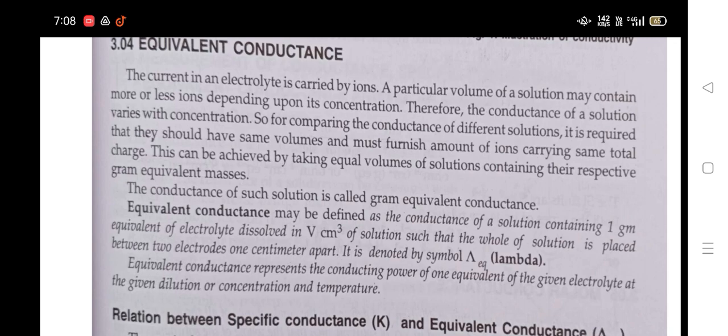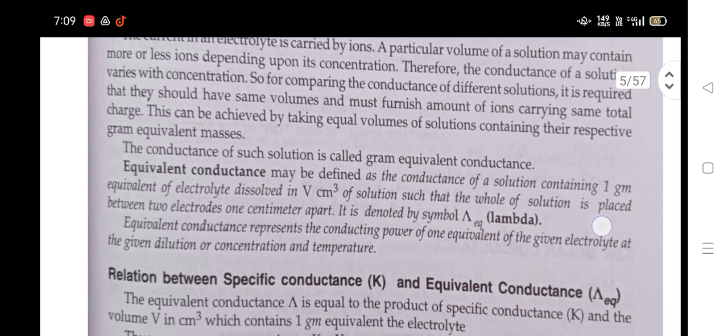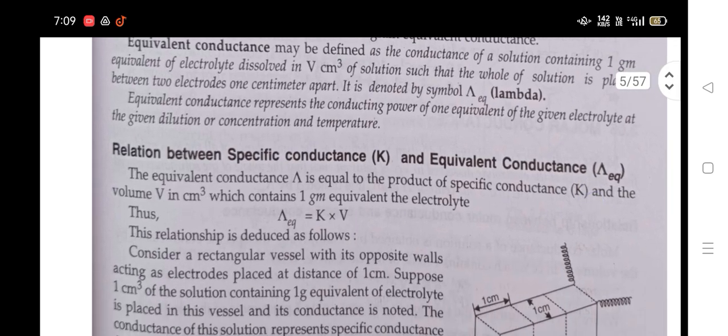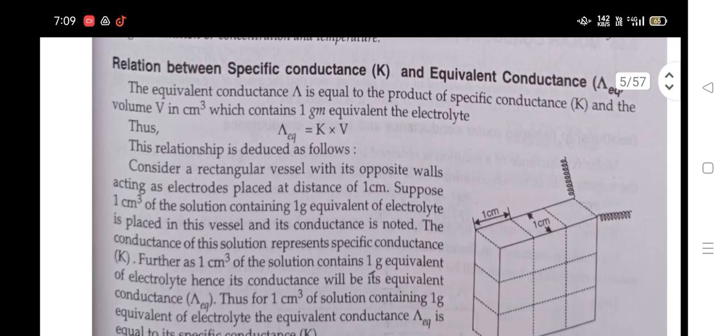Equivalent conductance may be defined as the conductance of a solution containing 1 gram equivalent of electrolyte dissolved in V centimeter cube of solution, such that the whole of the solution is placed between two electrodes 1 centimeter apart. It is denoted by lambda. Equivalent conductance represents the conducting power of one equivalent of the given electrolyte at the given dilution or concentration and temperature. Relation between specific conductance and equivalent conductance.